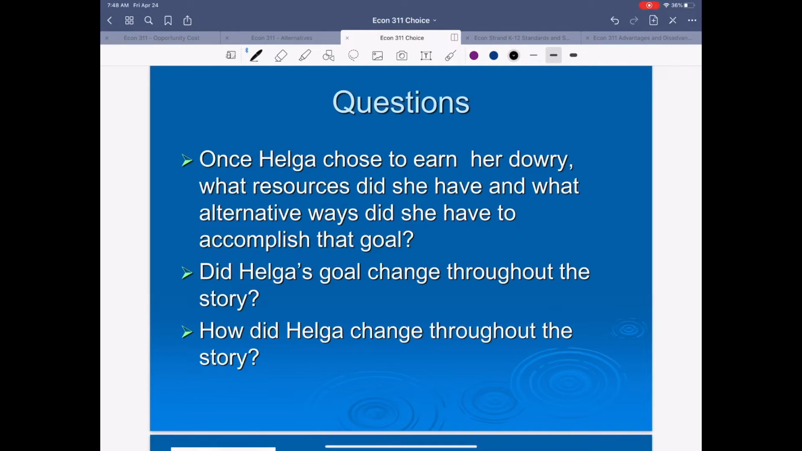And what alternative ways did she have to accomplish that goal? So there's lots of great stuff in this story to have your students identify the different aspects of decision making. Did her goal change throughout the story? And clearly the answer to that is yes, but you want your students to be able to see how it changed, and how did Helga herself change throughout the story.